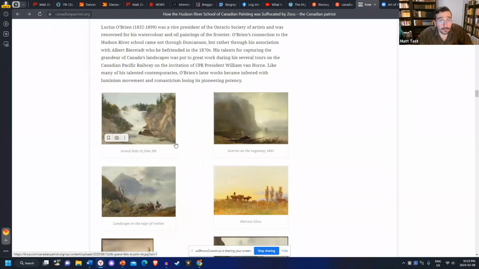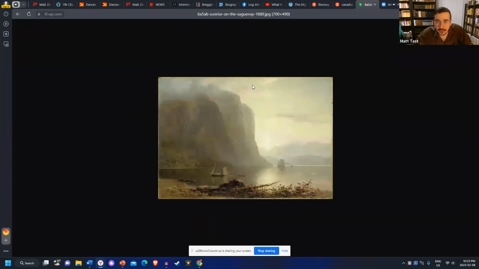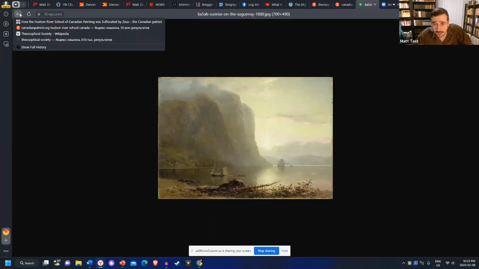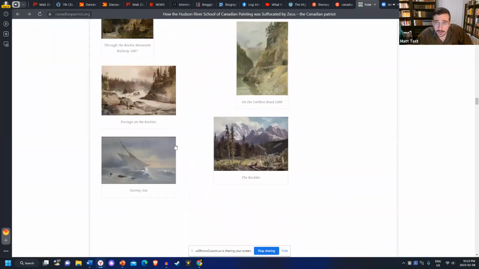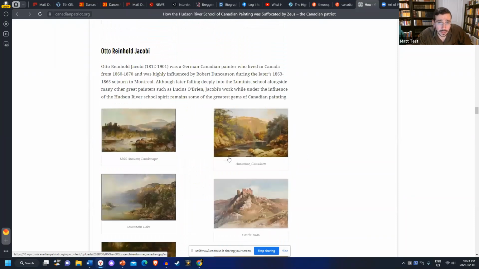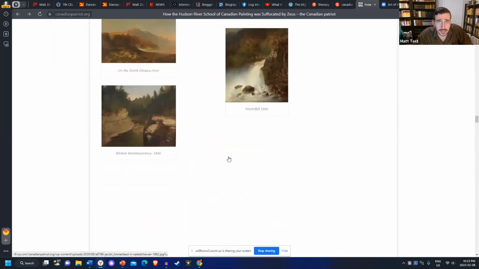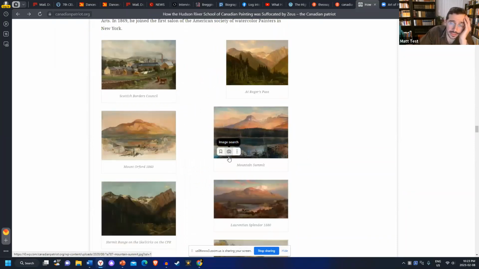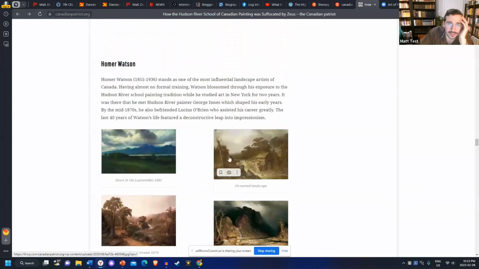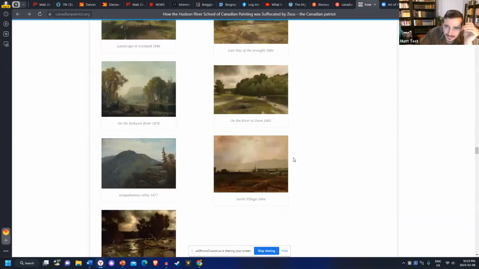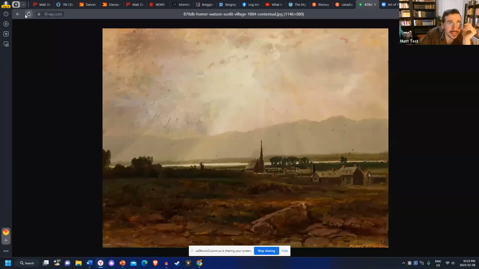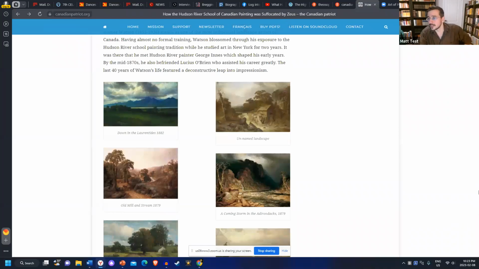And there are so many. Lucius O'Brien is great. Look at this sunrise on the Saguenay River in Quebec. Gorgeous stuff, very reflective of a Bierstadt influence. So you've got a lot of these things. Otto Reinhold Jacobi is another one. So many. But then something happens. As you can see, I put a lot of paintings on for people to look at, and you can click on each one, make it bigger, and take some time looking at them. That's a color study. Anyway, what happens?